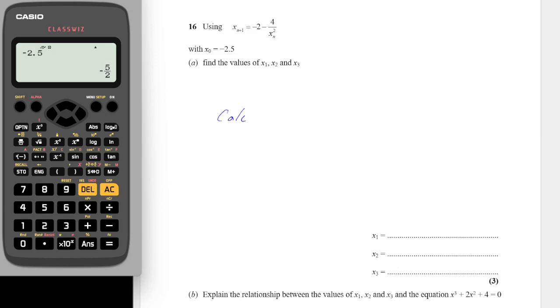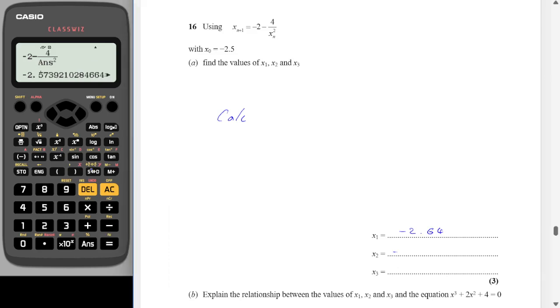And then I want to do minus 2 minus, as a fraction, 4 over the previous answer squared. So the first value is minus 2.64. The next value is minus 2.5739. And then the next value is minus 2.6038.